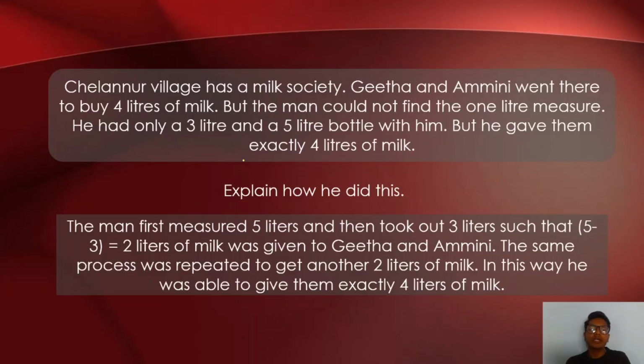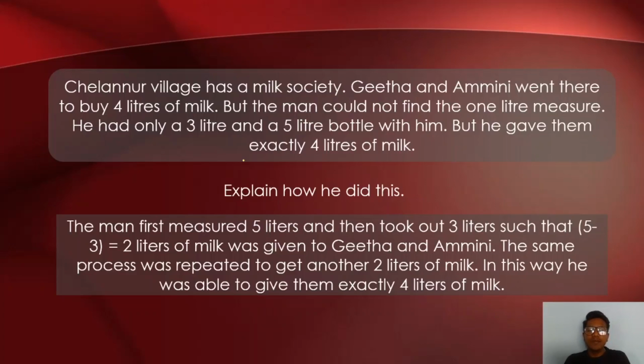Okay, we know what a 1 liter measure is. The milkman uses these types of measuring mugs of different capacities: 1 liter, 3 liter, 5 liter. He had only a 3 liter and a 5 liter bottle with him. He could not find the 1 liter measure bottle, but he had a 3 liter and a 5 liter bottle with him. But he gave them exactly 4 liters of milk. So we have to give the answer: how, with the help of the 3 liter and 5 liter bottles, did he give 4 liters of milk? So explain how he did this.